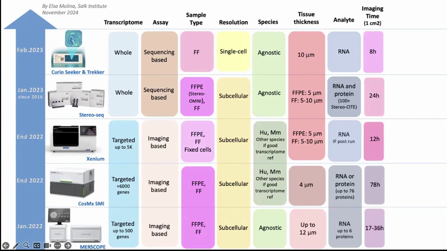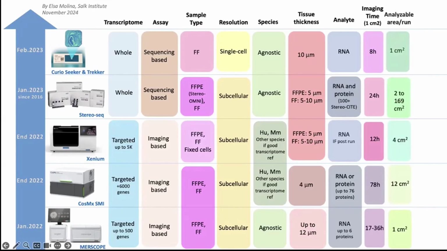So now the imaging time. This is something to consider, especially if you have many samples. With spatial transcriptomics, it's more the area, the size of the samples, than the number of samples that you have. You will understand soon. So here I put the imaging time per square centimeter. And as you can see, there are big differences between technologies.